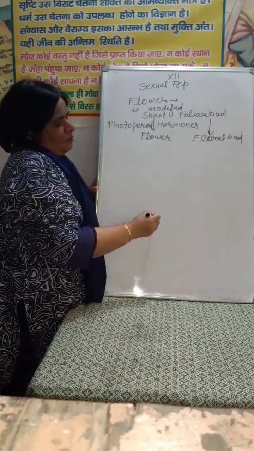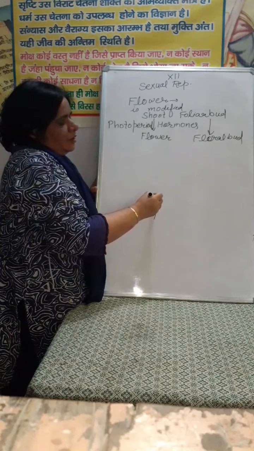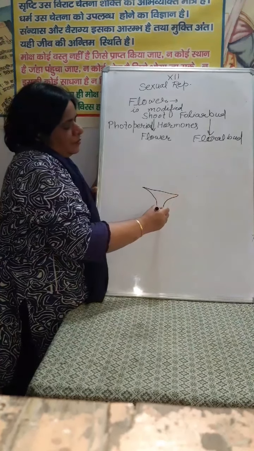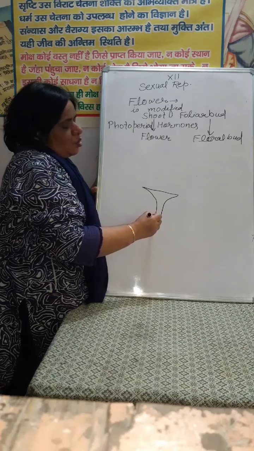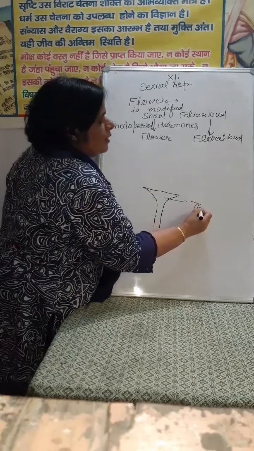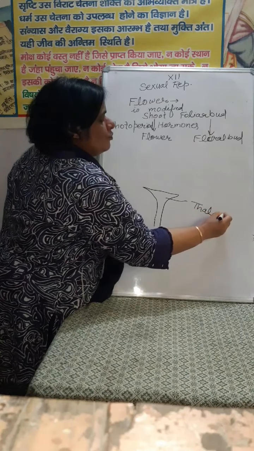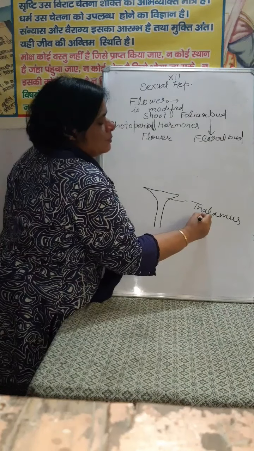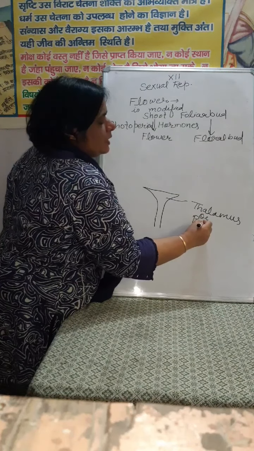The part of the stem that is enlarged is called thalamus or receptacle. This is the part which bears the various floral parts, thalamus or receptacle.